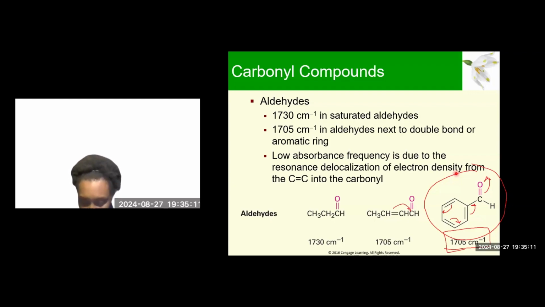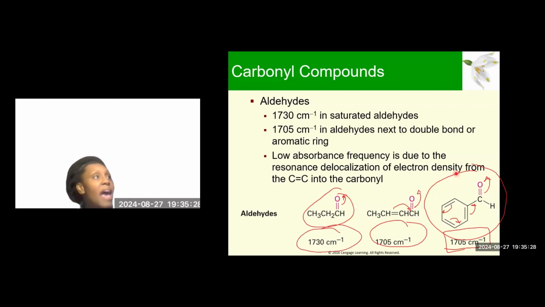Also, if there's a double bond, you can also get some resonance here. But here in this case, there's no resonance that can occur besides just those bonds kicking up and down. And so because of that, you don't have delocalization. And so therefore, it's going to absorb at a higher frequency. And so if you see an aldehyde that has a low frequency, but you also see the aldehyde peaks that we're going to talk about in a little bit, we know that it must be next to something with some conjugation.